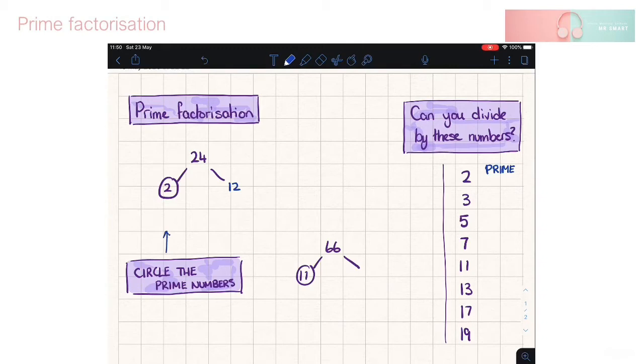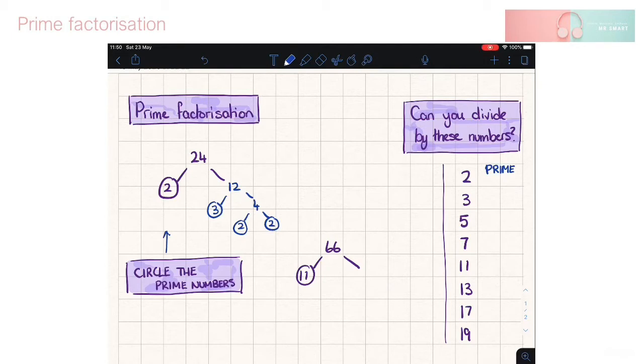Okay, 12 isn't a prime number because it's not on the list on the right, so we can split that up further. So again, we look for a number on the right-hand side that can divide into 12. I'm going to choose number 3 this time, and circle it because it's a prime number. 12 divided by 3 is 4, and then finally 4 can be divided by 2, which is prime. And 4 divided by 2 is 2, which is also prime. And that's the way that you know when to stop this process. When you reach, if you like, one of the branches in your tree and both those branches are prime numbers, that's when you know when to stop, because you can't break down the number anymore.